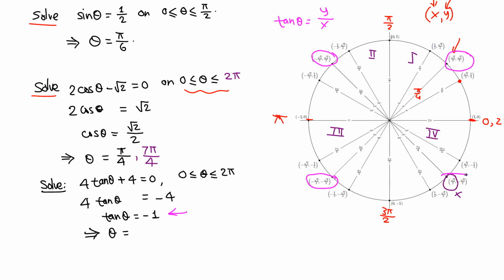And finally here, x is positive, y is negative. So when we divide y by x, we get negative. So tangent theta equals negative 1 here in the second quadrant, that's 3 pi over 4, and in the fourth quadrant, 7 pi over 4. So we have theta equals 3 pi over 4 and 7 pi over 4. Final.